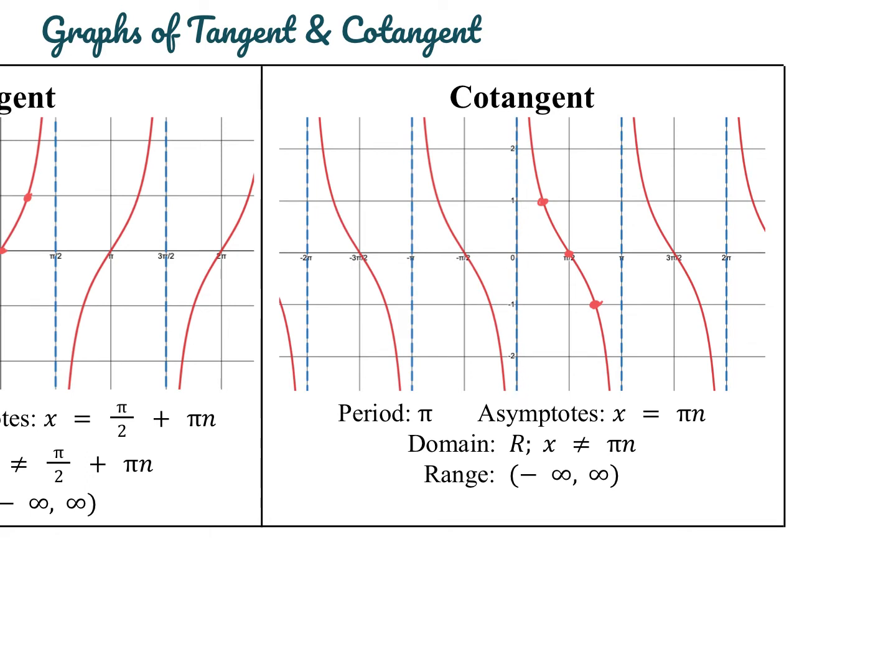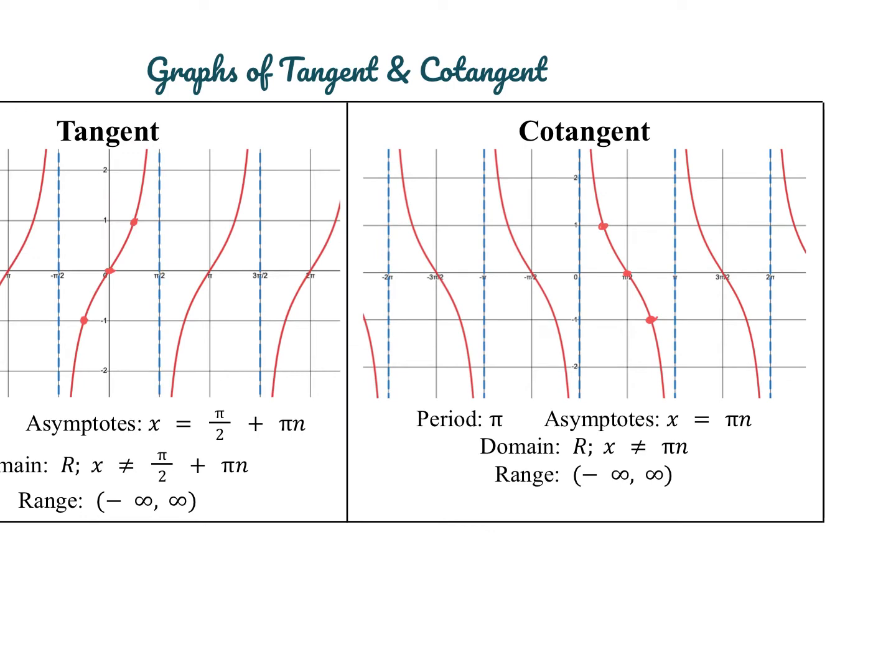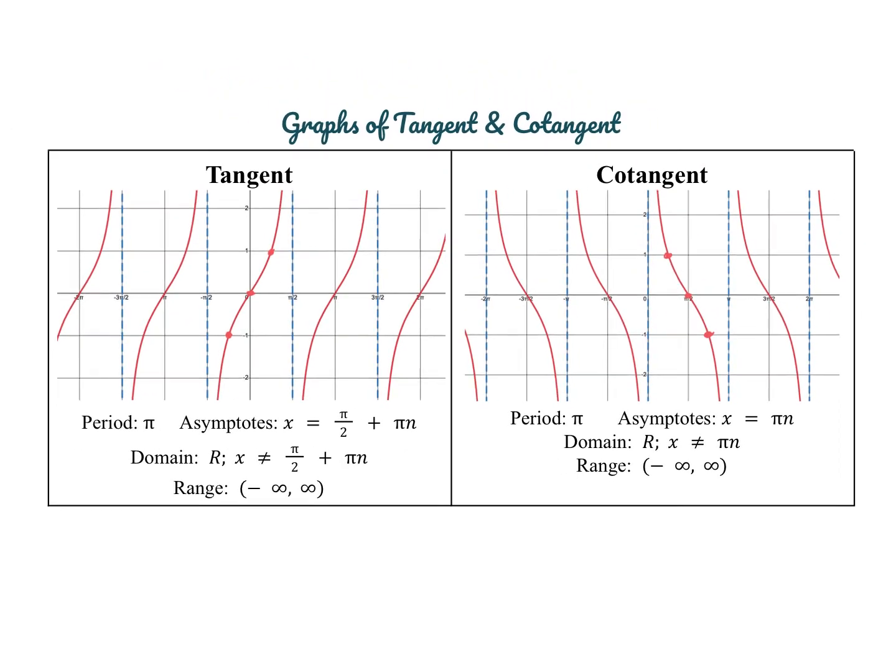For cotangent, instead of being centered around the y-axis, we start with one vertical asymptote on the y-axis, and then we can find the next one according to the period. Of course, that could change if we have a horizontal translation, but that's a good starting point when you're graphing cotangent.